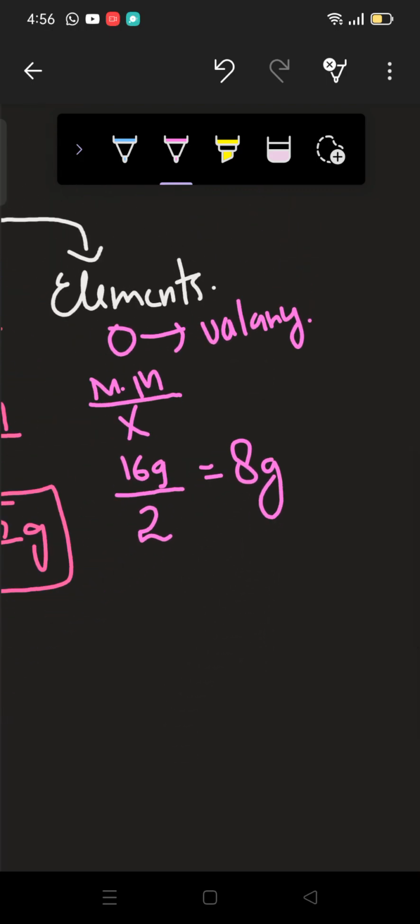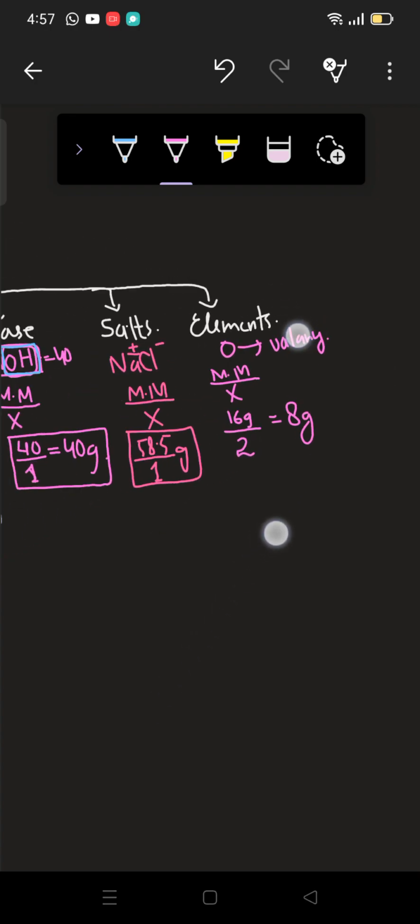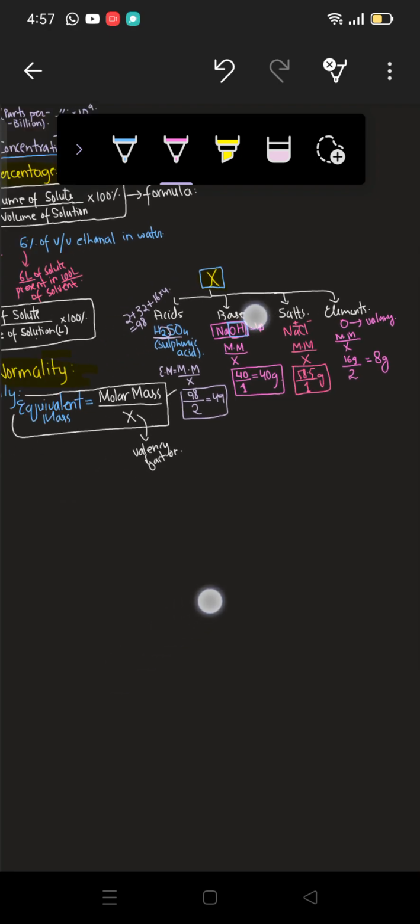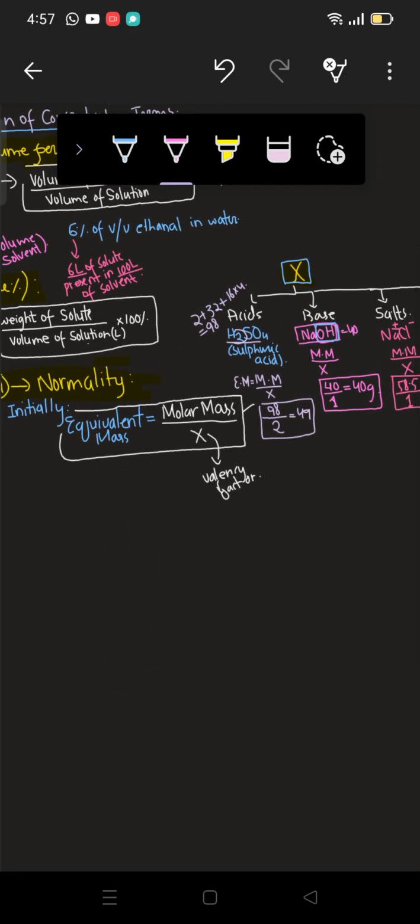See, we have -2 valency, we know that. Okay, so we have actually found the equivalent mass of it. Now see, equivalent mass is molar mass divided by X, the valency factor. We have found the formula for equivalent mass, and we have discussed this in great detail, right? The X factor for acids represents the number of H ions produced by the acid. For bases, X represents the number of OH ions produced by that base. For salts, X represents the number of positive charges in the salt. And for elements, X is the valency of that element.